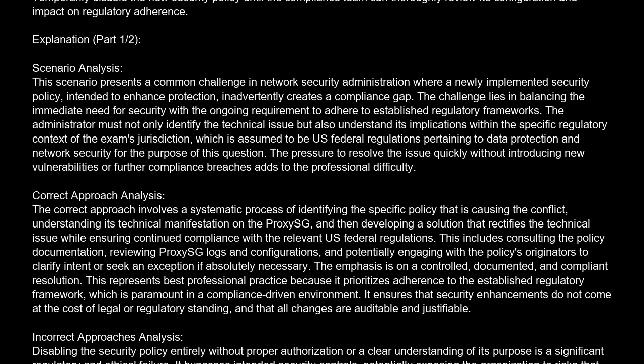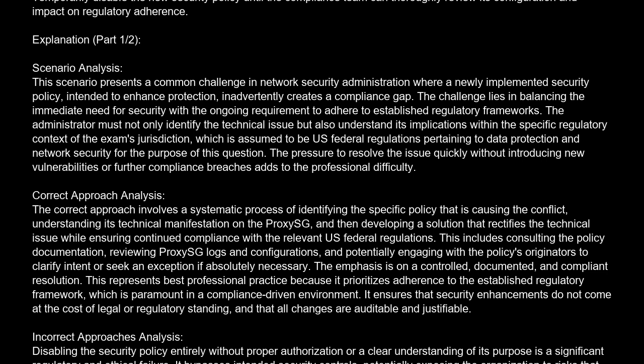The administrator must not only identify the technical issue, but also understand its implications within the specific regulatory context of the exam's jurisdiction, which is assumed to be U.S. federal regulations pertaining to data protection and network security for the purpose of this question. The pressure to resolve the issue quickly, without introducing new vulnerabilities or further compliance breaches, adds to the professional difficulty.